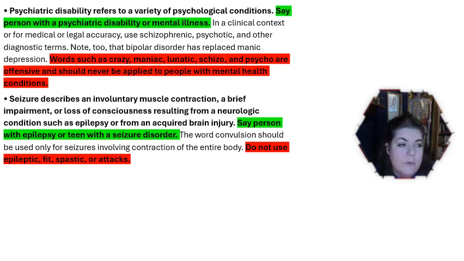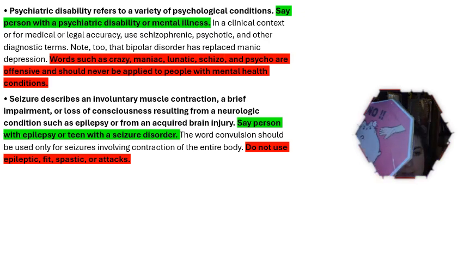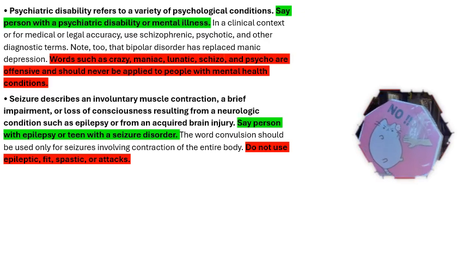In a clinical context or for medical or legal accuracy, use the actual term of the illness itself, such as schizophrenic, psychotic, or other diagnostic terms. Bipolar disorder has replaced manic depression. All right, that has been replaced. There have been some additional changes this last year. So please make sure that you are notating the diagnoses that your client actually puts down in the intake. Words such as crazy, all right, is a no. Maniac, lunatic, schizo, psycho are all offensive and should never be applied to people with mental health conditions.